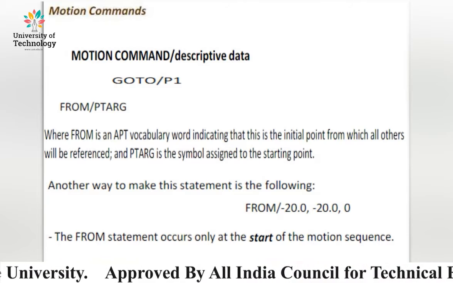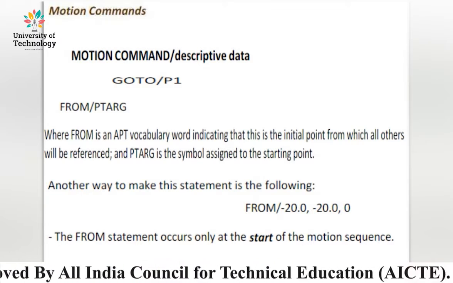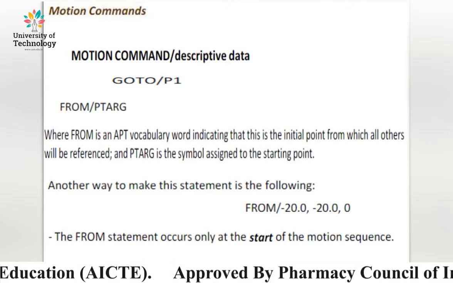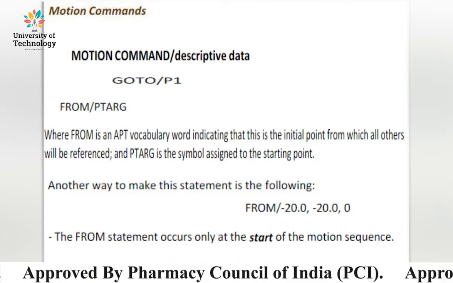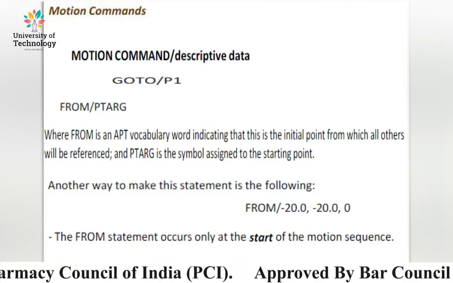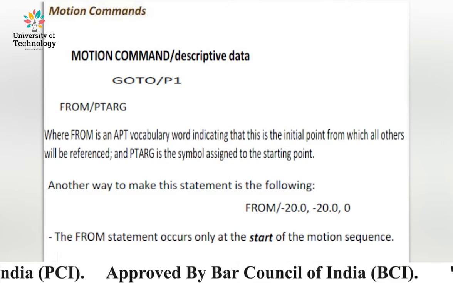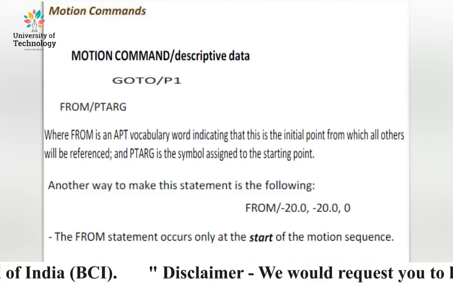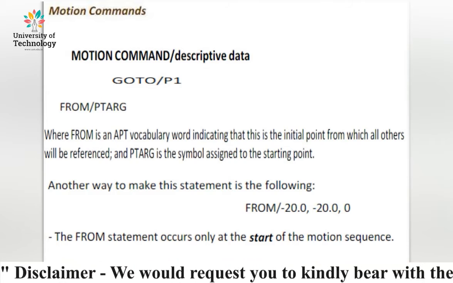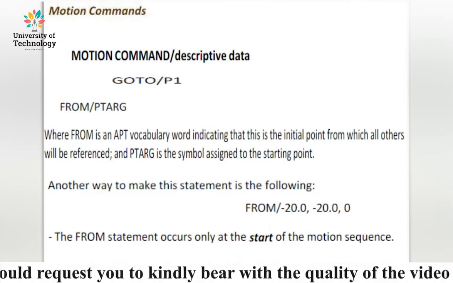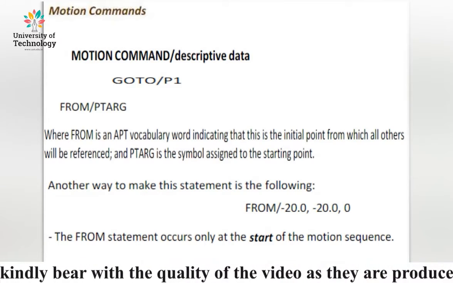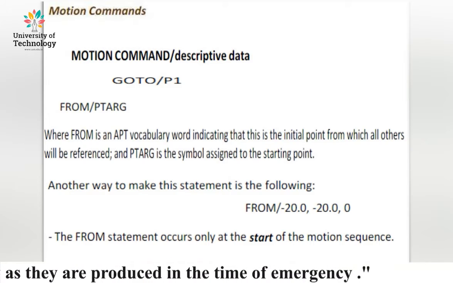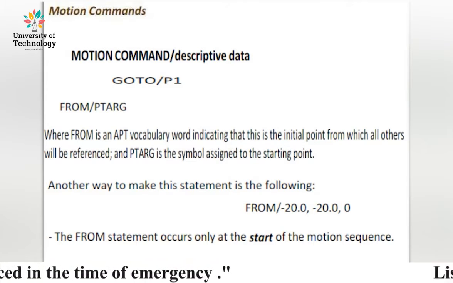Motion commands, that is the second statement of the APT. Motion commands are the writing of the particular general writing format. The motion command, oblique, descriptive data. Go to, like that: go to oblique P1. Go to commands the machine tool from one point to the next point. Go to oblique P1.